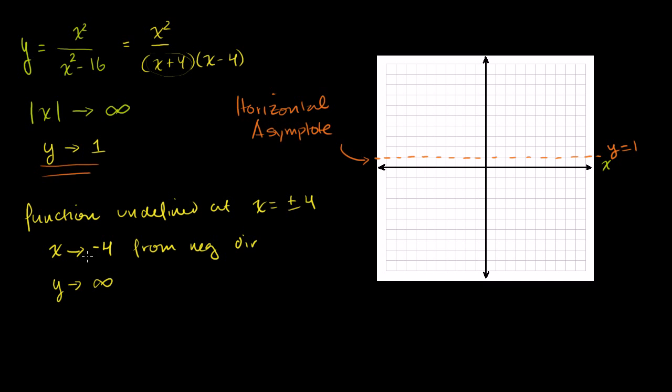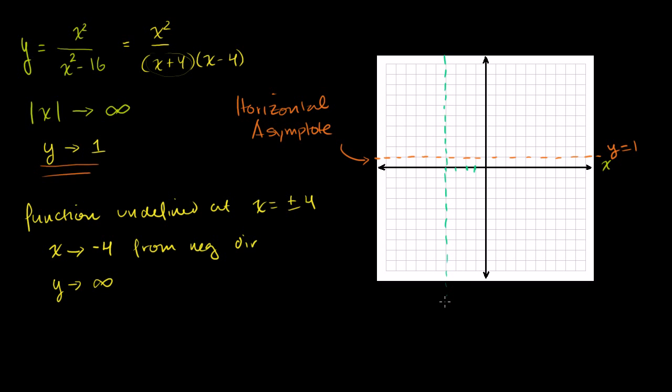But we can never quite get to x equal to negative 4. It's undefined there. That will make the denominator equal to 0. So let me see, x is equal to 1, 2, 3, 4. We can never quite get to x equal to negative 4. Let me draw x equal to negative 4 as a dotted line right there.